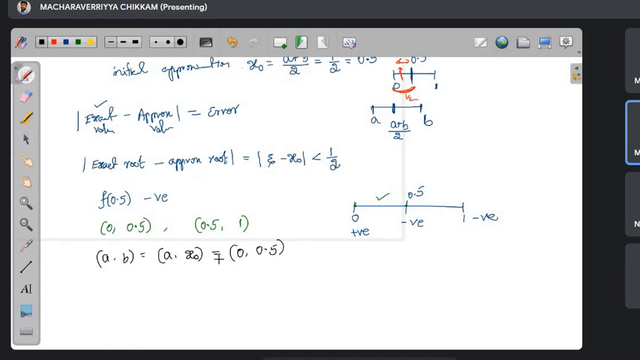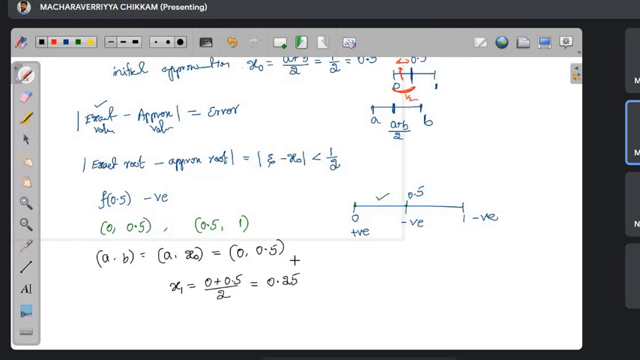So now we are going to find the next approximation. You may call it as x1. That is exactly the midpoint of these two, that is (0 + 0.5) / 2. And what is it? Which is 0.25.